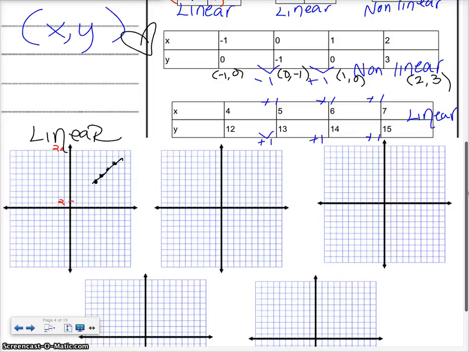So -1 and 0 would be right here. 0, -1 right here. And this is why you don't just assume, because this looks like a straight line to me. But now I go 1, 0. No, that's not a straight line, because a straight line would keep going down. Now I scoot it up, that's nonlinear. And then 2, 3. So this looks like a check mark. That is nonlinear.